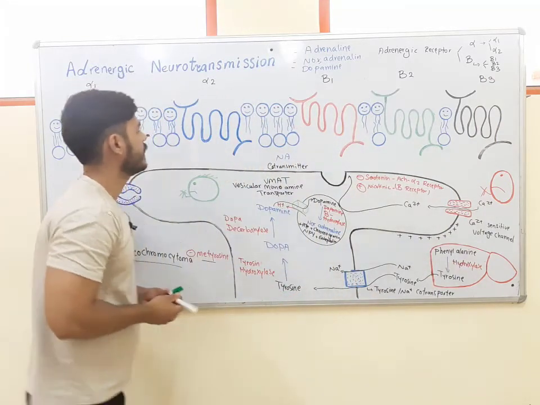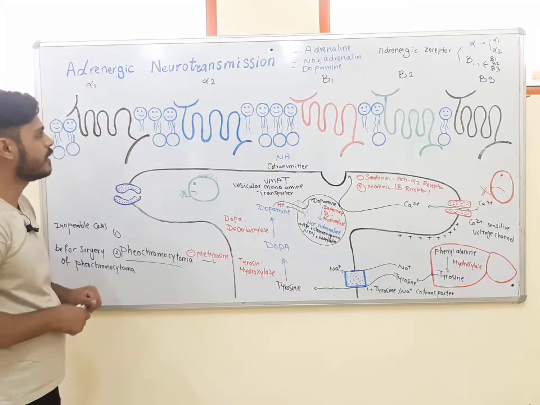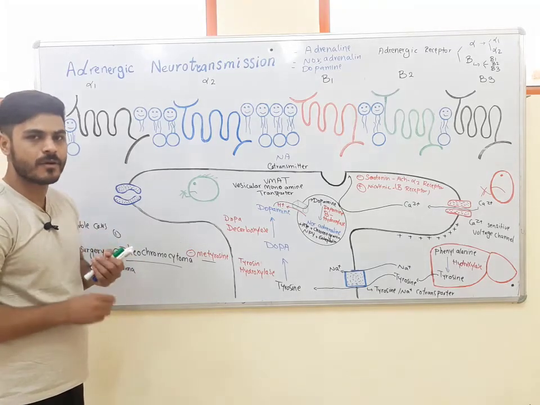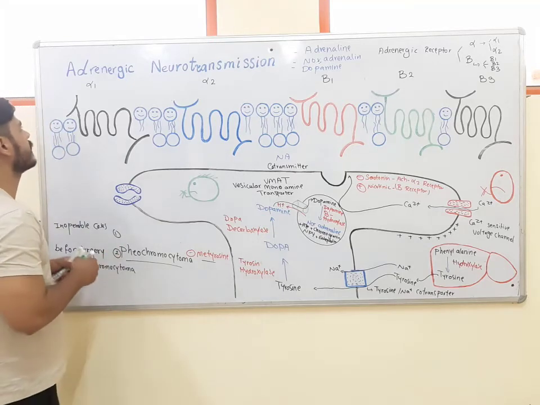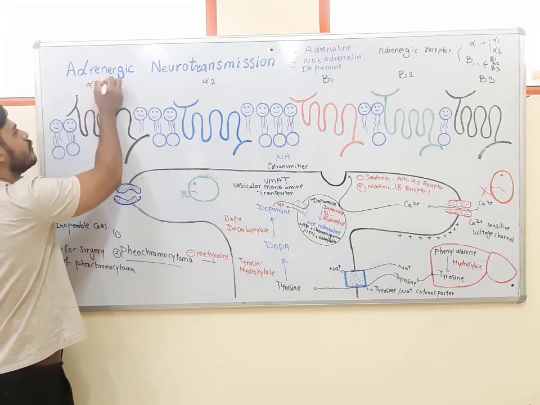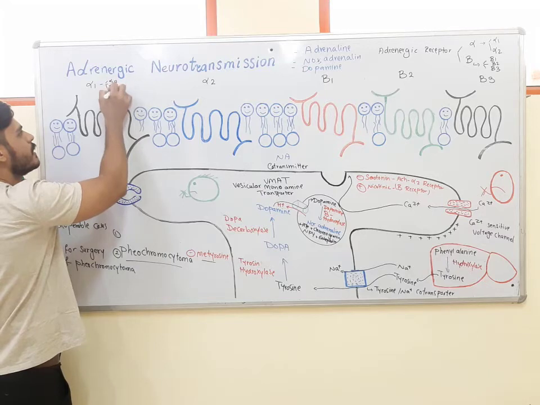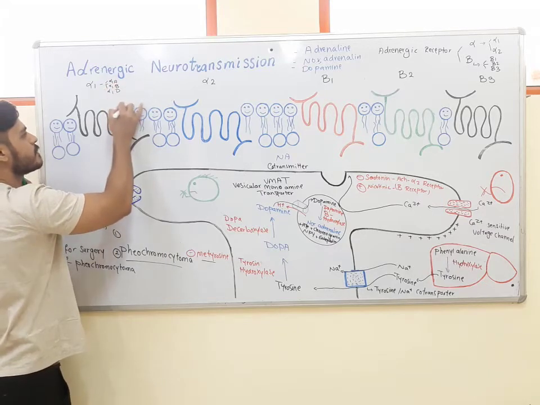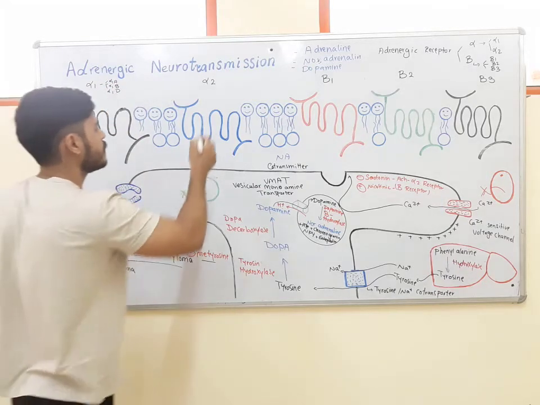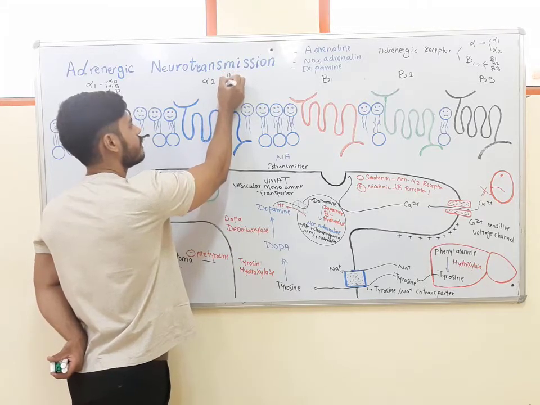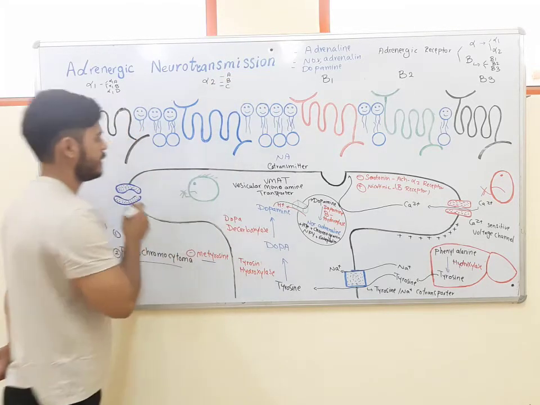First, we'll talk about the alpha 1 and alpha 2 receptors. We have different subtypes for alpha 1 and alpha 2 receptor. We can classify alpha 1 into alpha 1A, alpha 1B, and alpha 1D. These are the different subtypes for alpha 1 receptor. And we have different subtypes for alpha 2 receptors also, alpha 2A, alpha 2B, and alpha 2C subtypes.